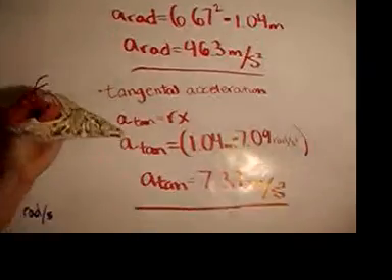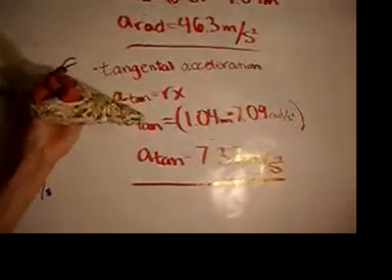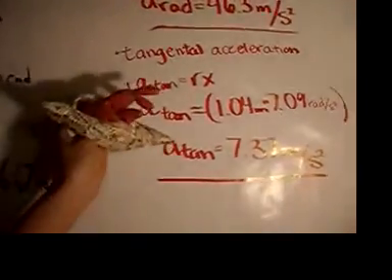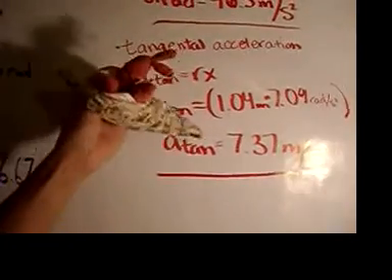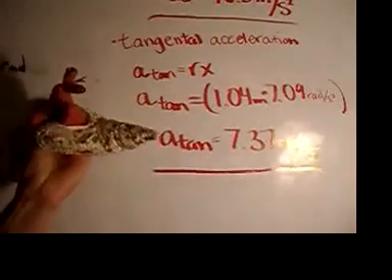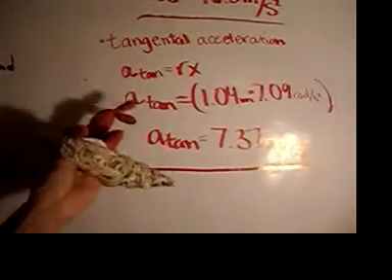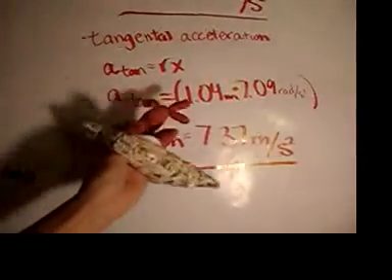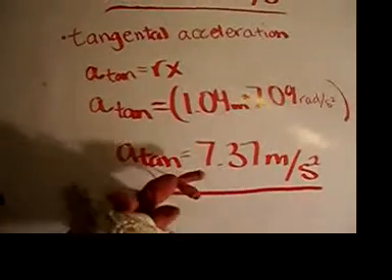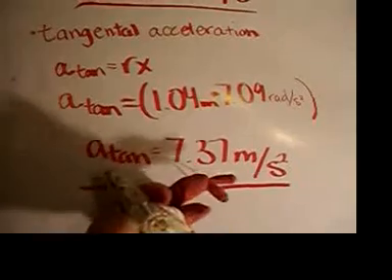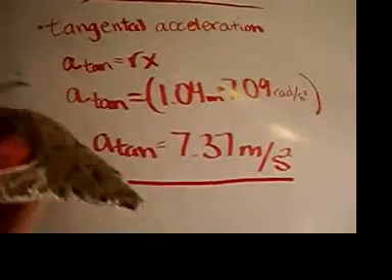The next thing we need to find is the tangential acceleration, or ATAN, and we can find that by taking the radius times x, our distance, and ATAN equals our numbers that we have, so we plug those in, and our final is 7.37 meters per second squared.